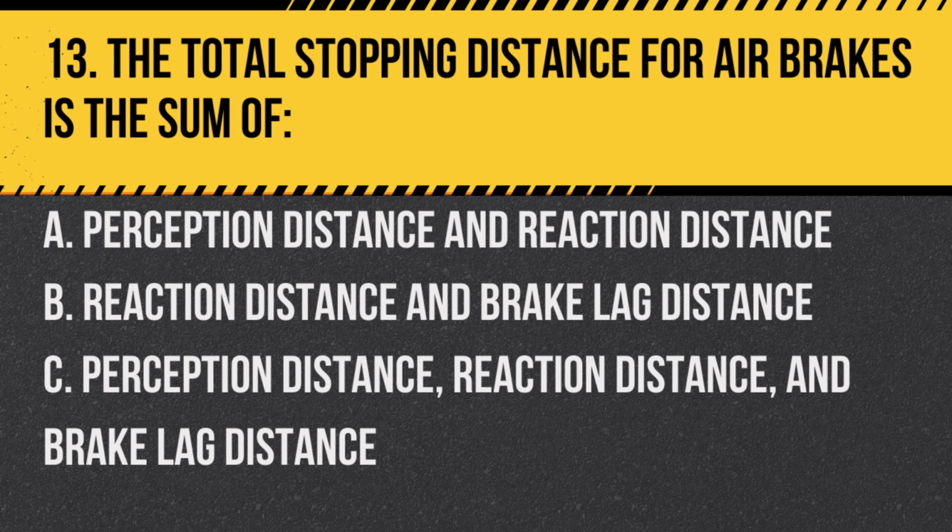Question 13. The total stopping distance for air brakes is the sum of A. Perception distance and reaction distance. B. Reaction distance and brake lag distance. C. Perception distance, reaction distance, and brake lag distance. Answer. C. Perception distance, reaction distance, and brake lag distance. All these factors contribute to the total distance it takes for a vehicle to stop.